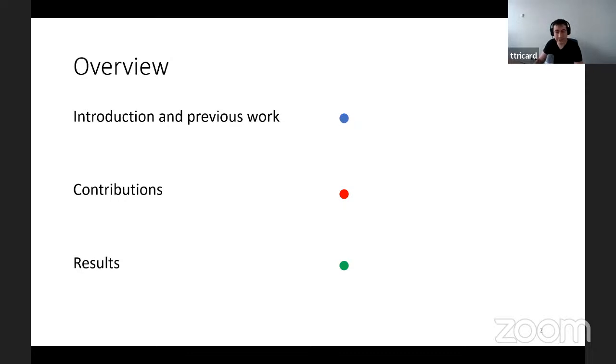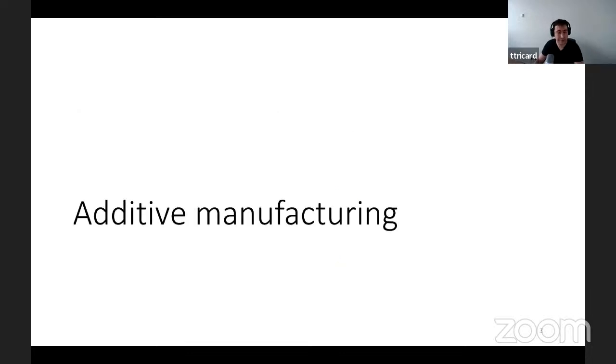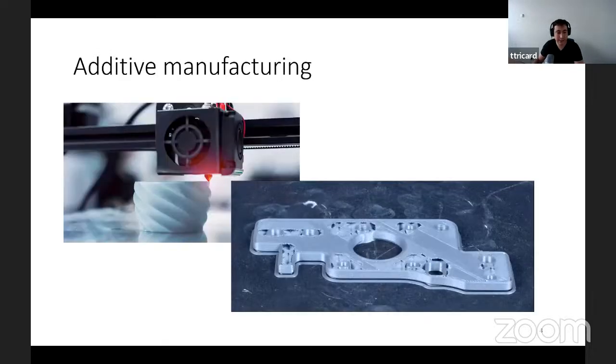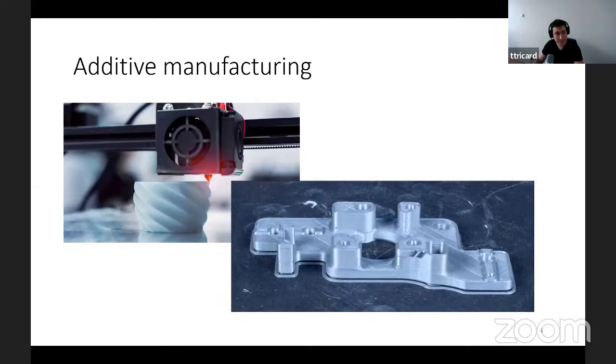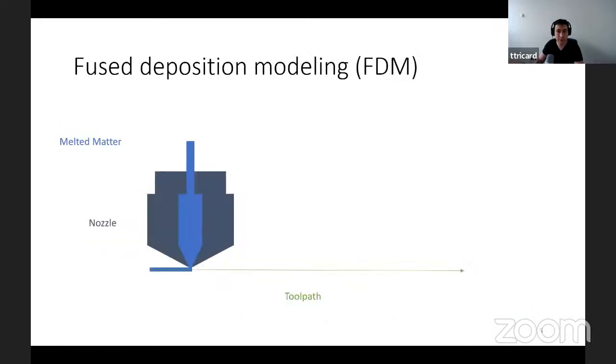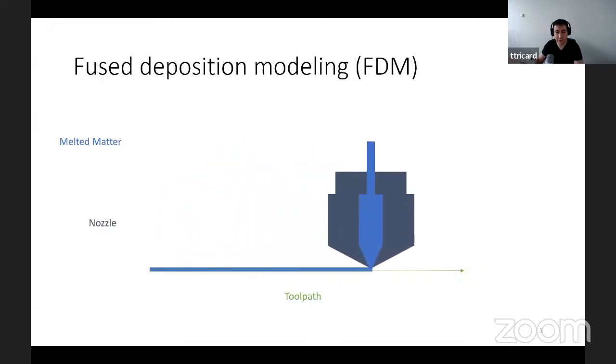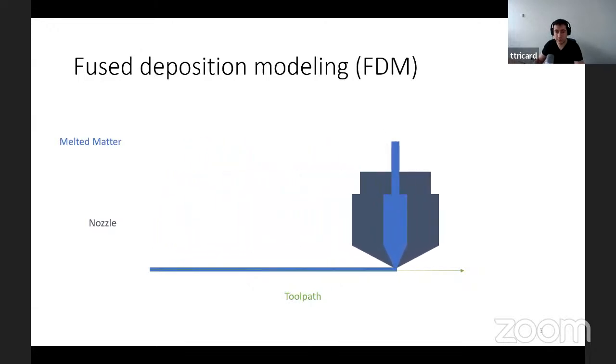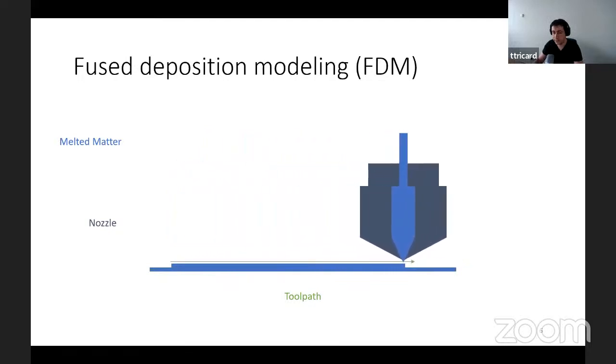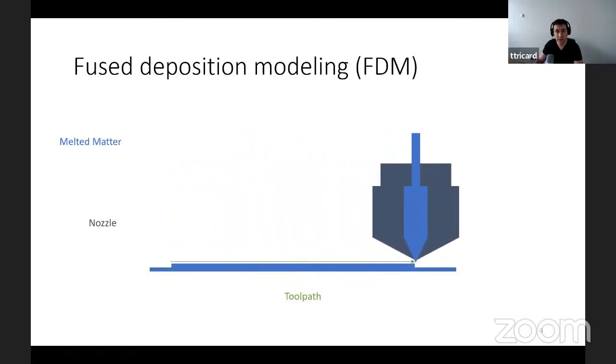Right. And I'm going to start now with a bit of an introduction and previous work. So as you all know, additive manufacturing allows us to create objects from 3D models. Typically, this is done slice after slice. Here you have an example. During my work, I chose to focus more on fused deposition modeling, which is a way to deposit melted matter along tool passes with a nozzle. And once the tool passes cool down, and the matter is solid again, we can print on it to accumulate matter and create shapes.